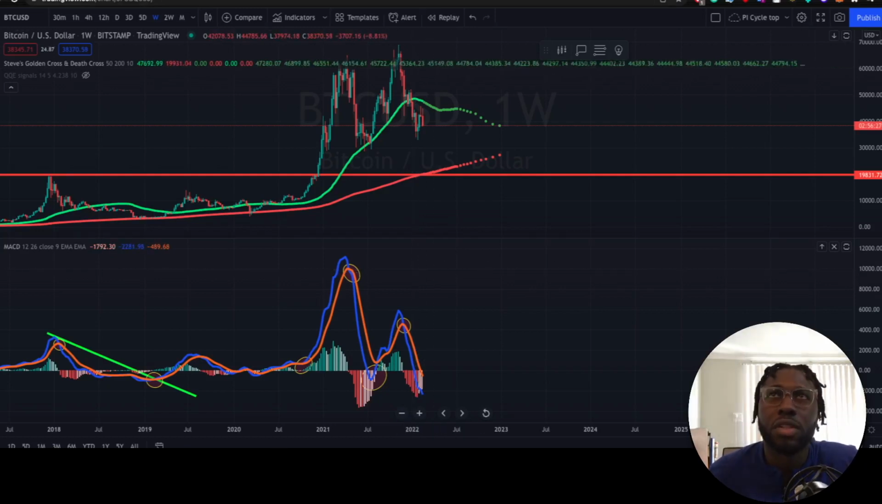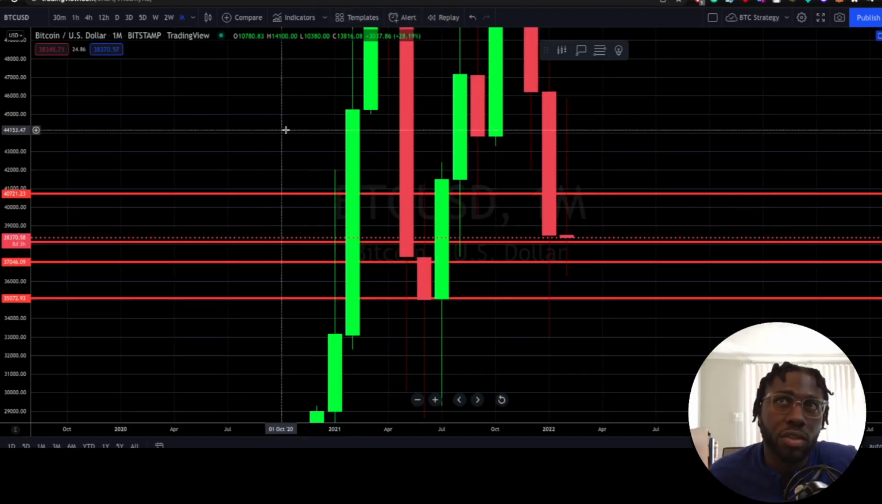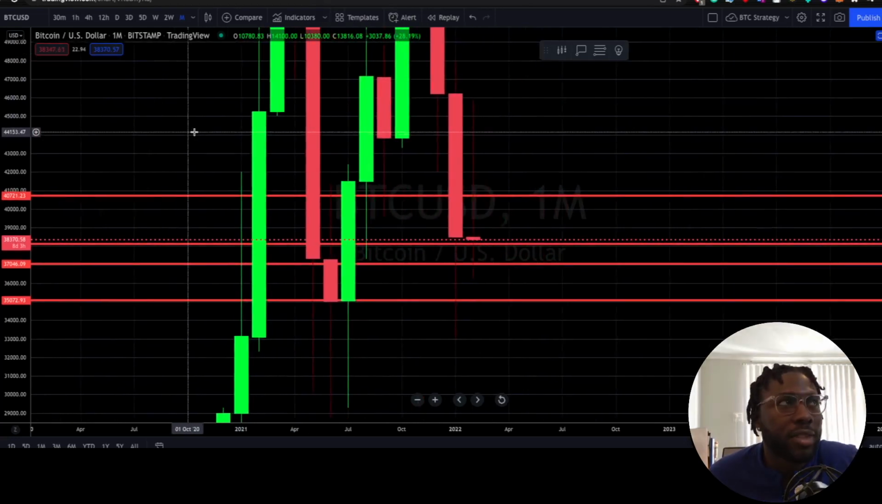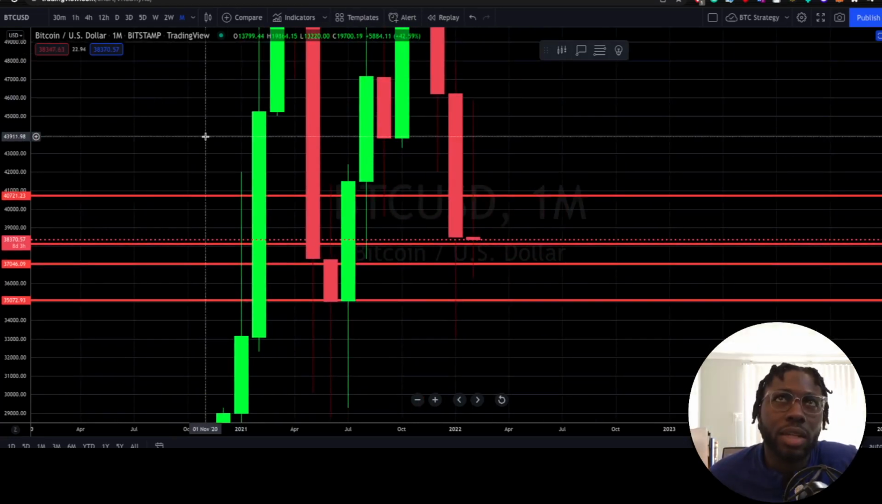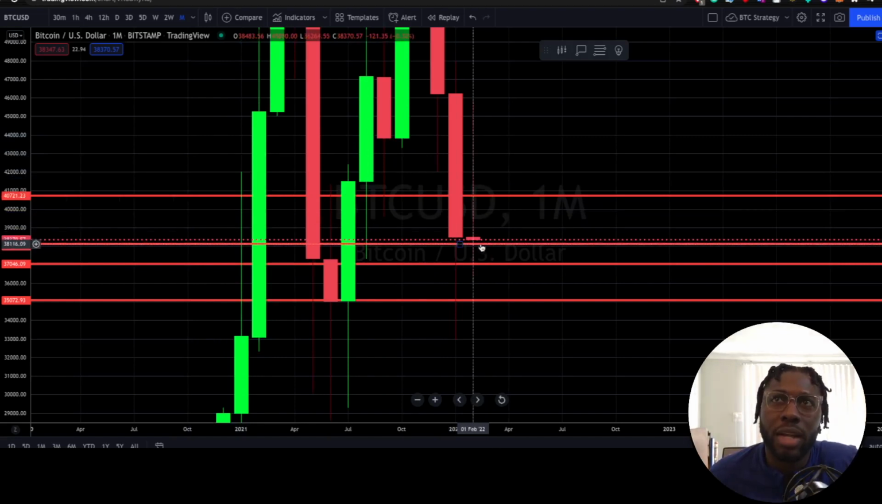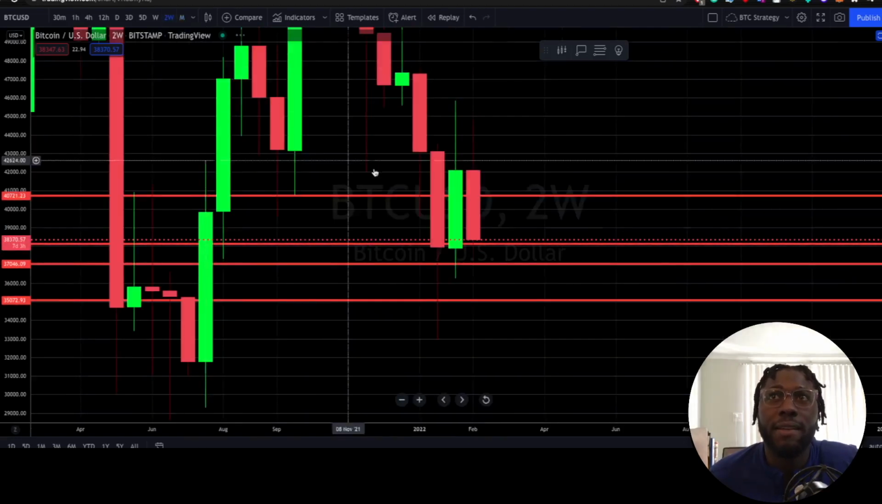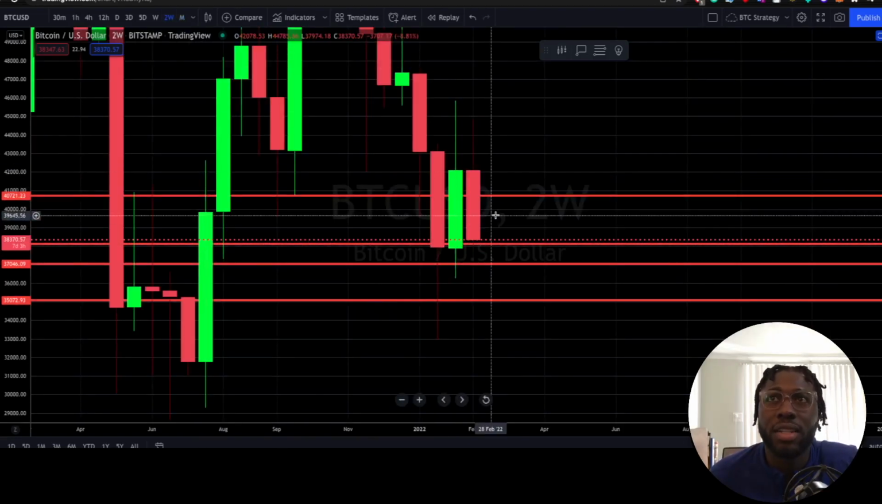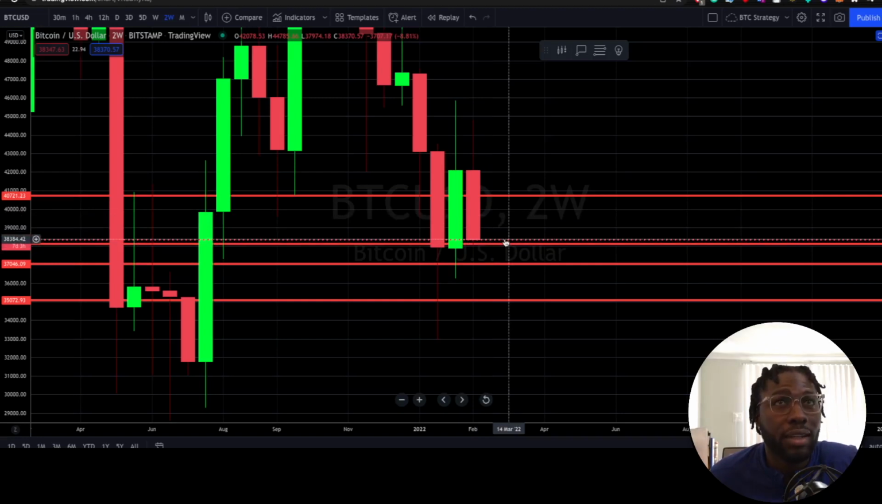Today we're just going to go through the chart, look at support resistance zones, and see where we think the market's going to head this week. So last week we talked about that 38K, we anticipated that happening. It did. Let's look at the 2 week. We can see that the 38K is holding as support.